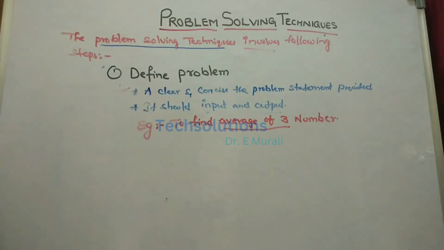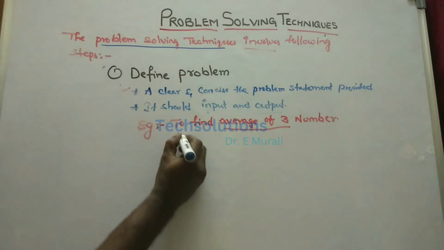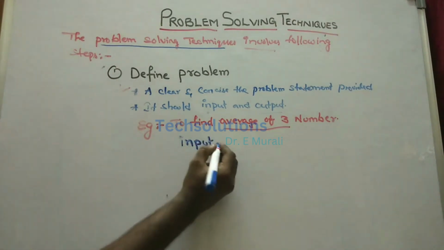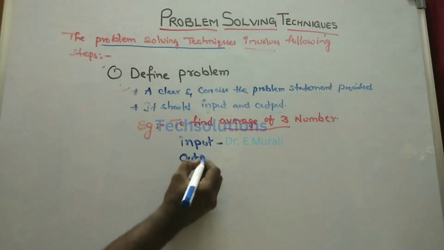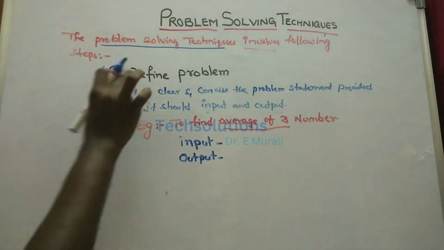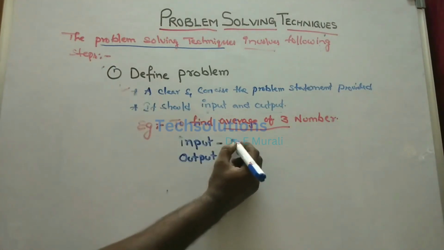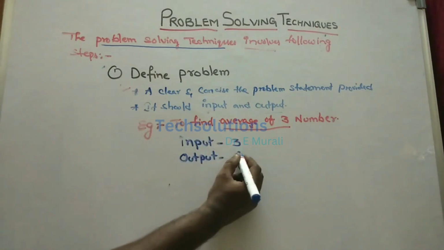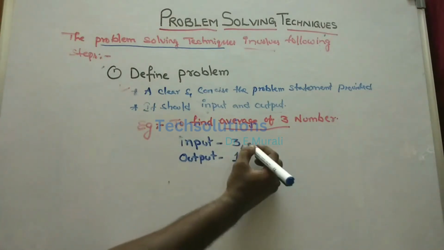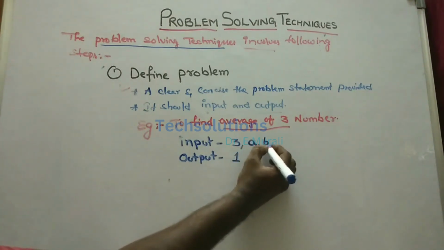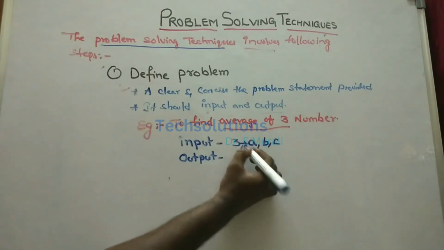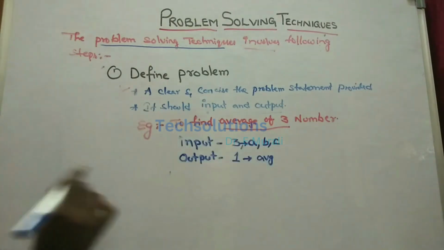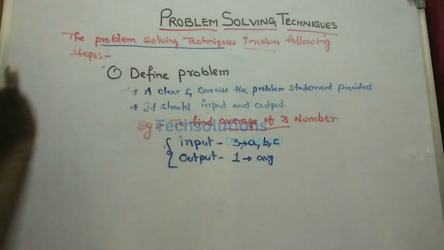And I analyze the number of inputs I require as well as the number of outputs I have to get. Based on the problem definition, I require 3 inputs and it will generate 1 output. Suppose I give the naming. What are the 3 inputs? One input is A, another input is B, another input is C. What is the one output? One output is the average of the above 3 numbers. Then I have clearly understood my problem definition.